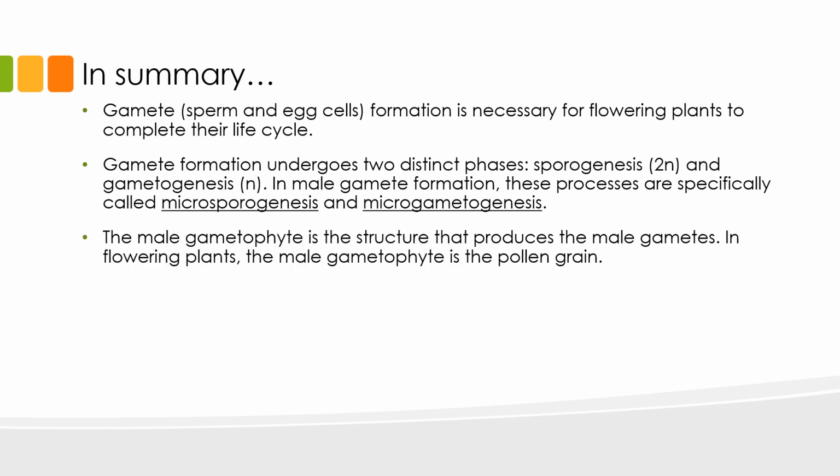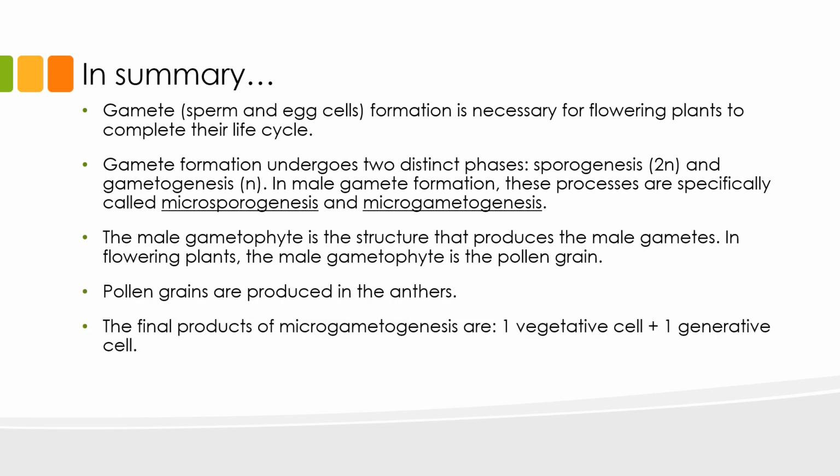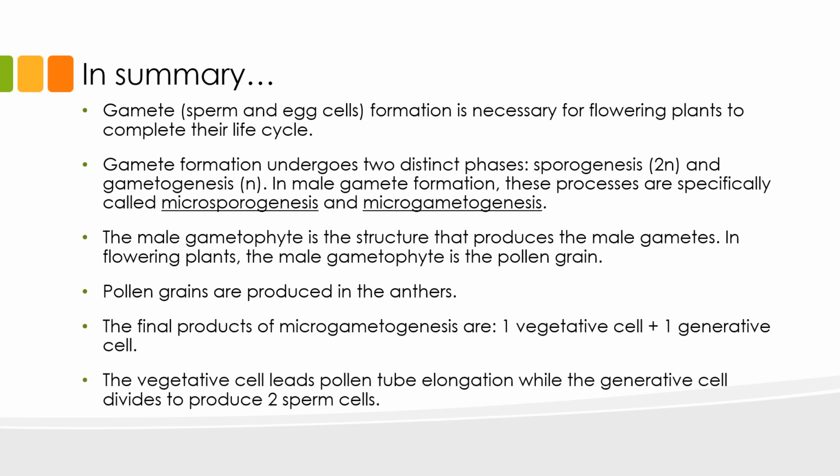In flowering plants, the male gametophyte or the organ that produces the male gamete is the pollen grain. Pollen grains are produced in the anthers. The final products of male gametogenesis are 1 vegetative cell plus 2 sperm cells. The vegetative cell leads pollen tube elongation, while the generative cell divides to produce 2 sperm cells.